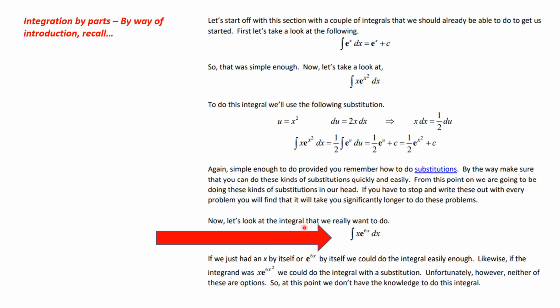Now let's look at an integral that we really wanted to do, our opening example of this section. We want to look at the indefinite integral of x e to the 6x dx. If we had an x by itself, or e to the 6x by itself, we could do this integral easily enough. Likewise, if the integrand was x e to the 6x squared, we could do the integral with a substitution. However, here, unfortunately, neither of these are options, so we have to do something different, and that's going to be integration by parts.